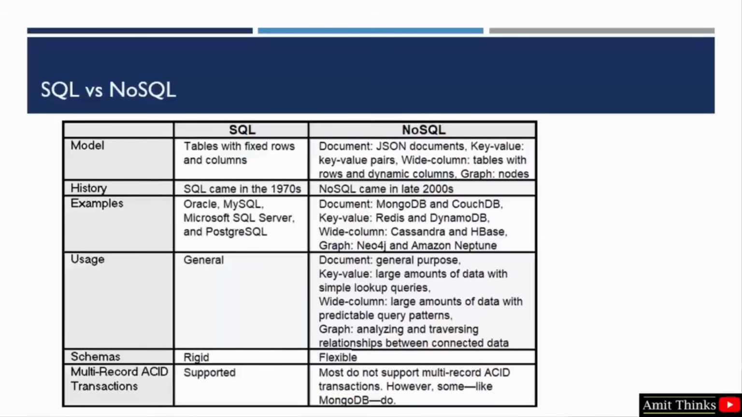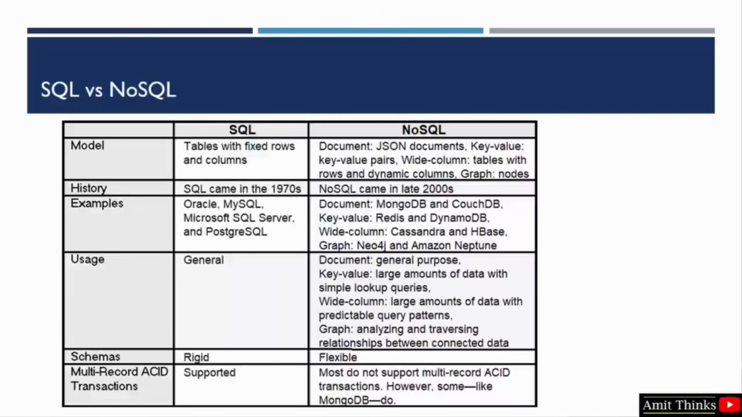SQL came in 1970, so you can say it has been around for more than 50 years. And NoSQL just came in the late 2000s. Examples: SQL is basically RDBMS, so all the databases related to RDBMS are covered under SQL. MySQL, Microsoft SQL Server, Oracle are all part of RDBMS. Regarding NoSQL, one of the most trending databases right now is MongoDB, which is document based. With that, we can also store data in the form of key values.